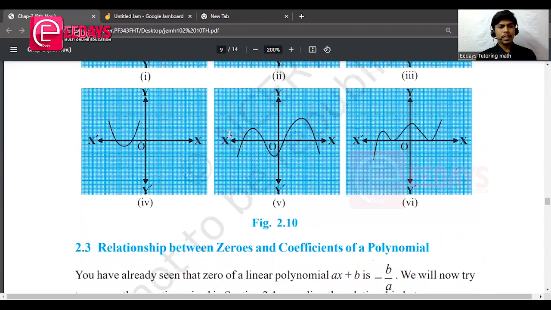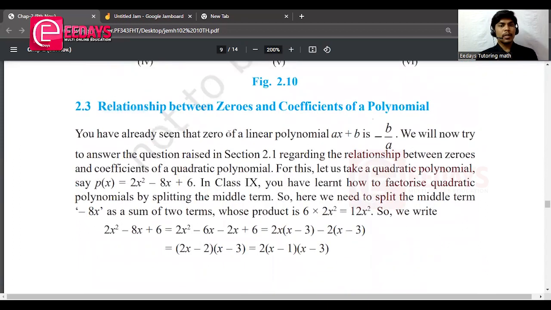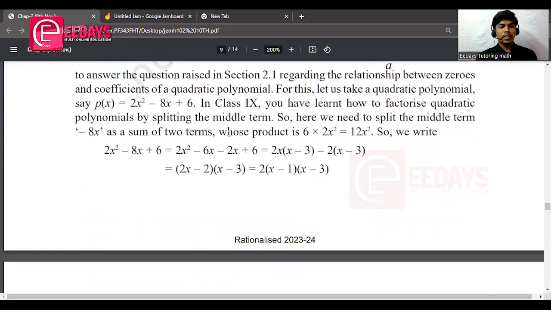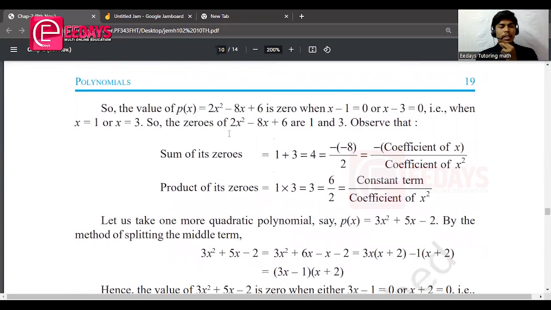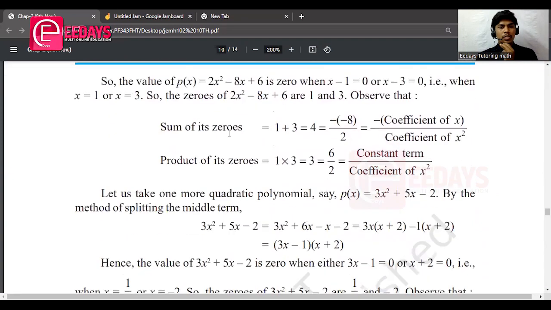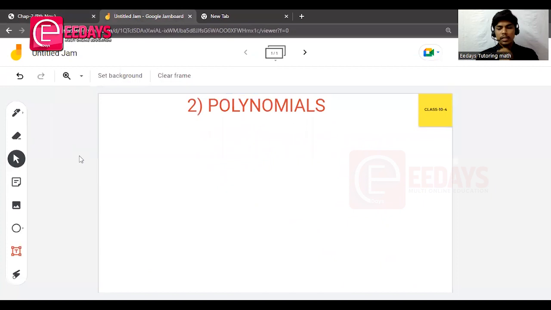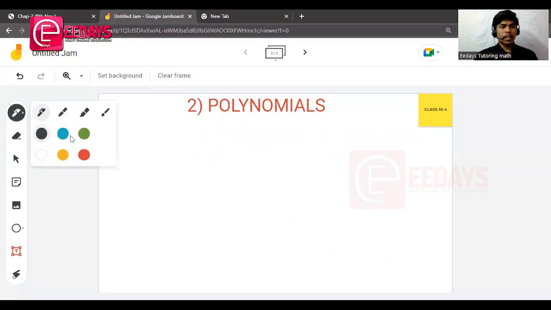All right. The next topic would be the relation between zeros and coefficients of a polynomial. I'll give you a brief introduction to the sum of zeros.